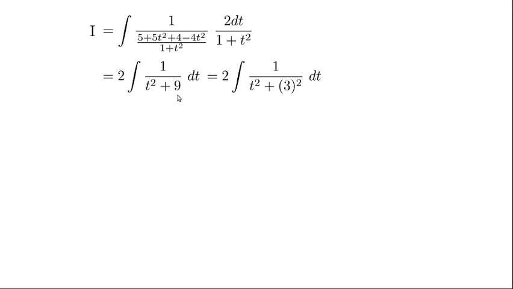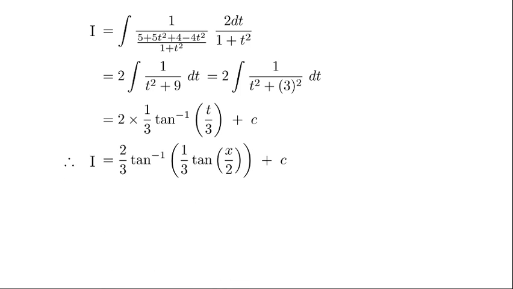So this is in the form of 1 upon x square plus a square. So that is 2 times 1 upon a tan inverse of x by a. x is t and a is 3. So it becomes 2 by 3 tan inverse of 1 by 3 into t, where t is tan x by 2, plus c.